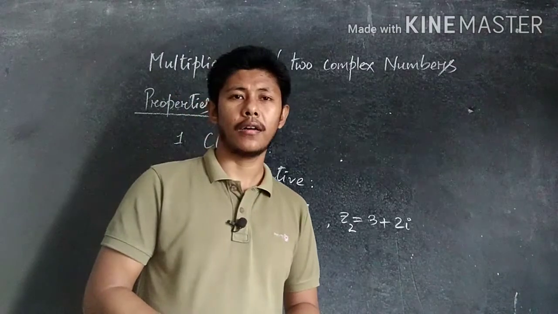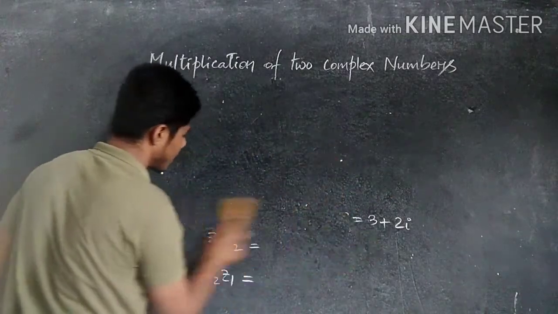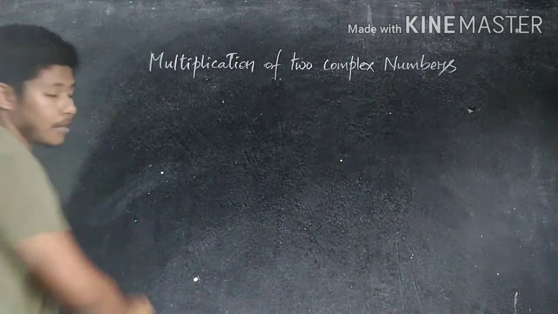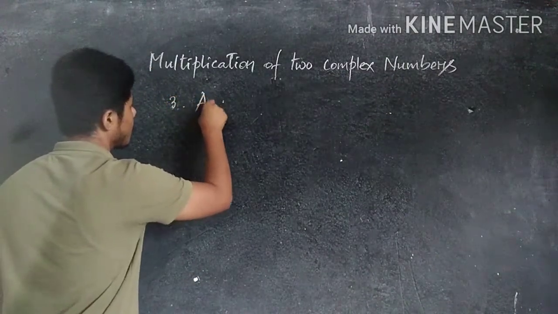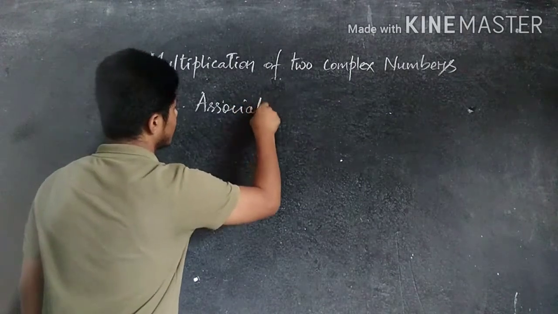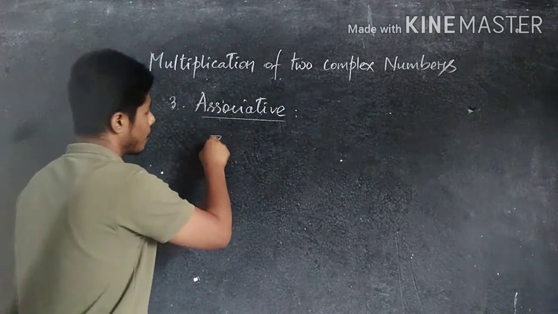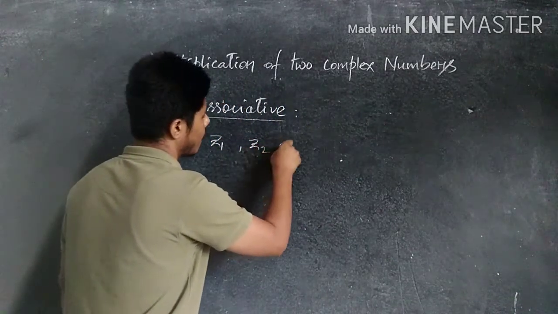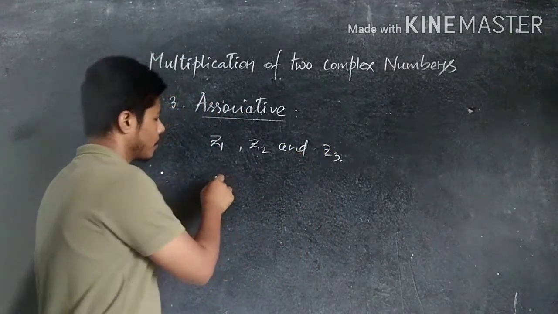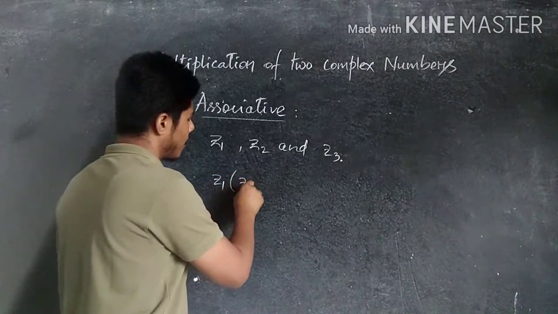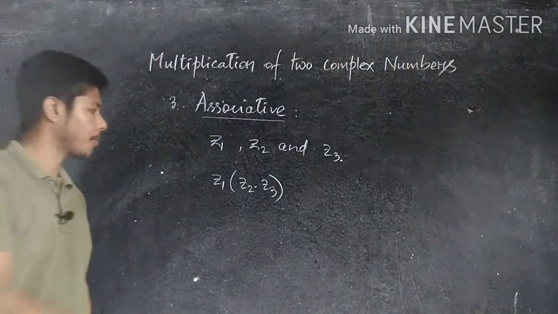Is it clear? Okay. Now the next one is number 3. The third one is the associative property. In case of associative property, we have to consider three complex numbers, z1, z2 and z3. So very simple here. First of all we have to multiply z2 and z3, and then we have to multiply with z1.